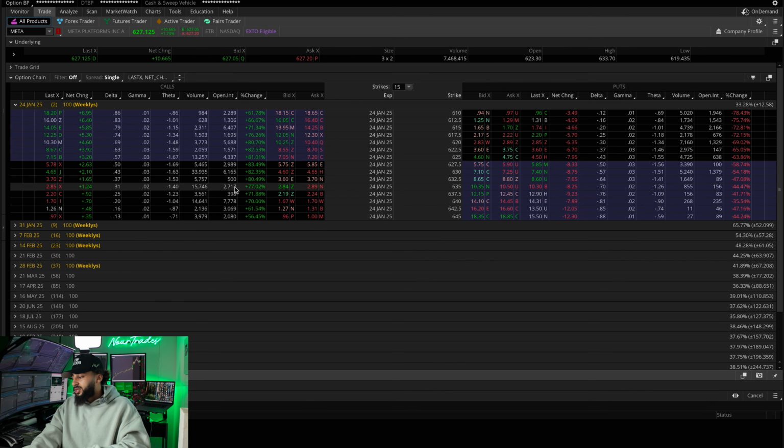Do not try to wait for a pullback and then try to sell and expect to get filled at the ask. No, why would it do that? If you're in calls and it pulls back, then obviously price is going to pull back, bid is going to drop quicker than the ask, and you're going to get filled at the bottom of the barrel, right? You need to understand those things.